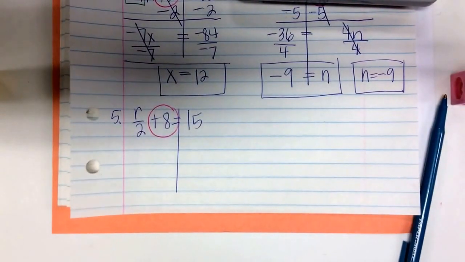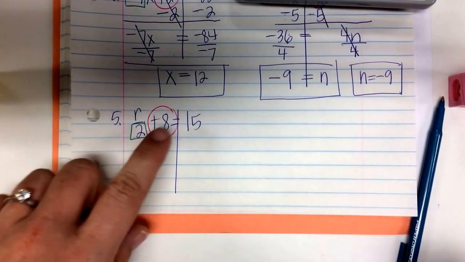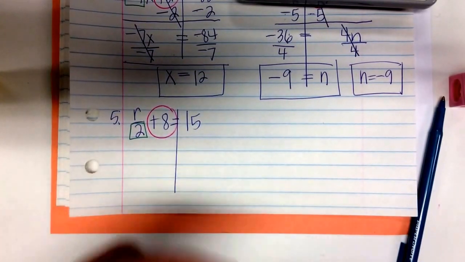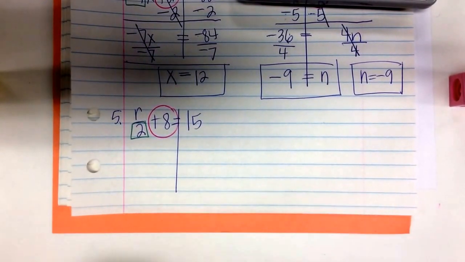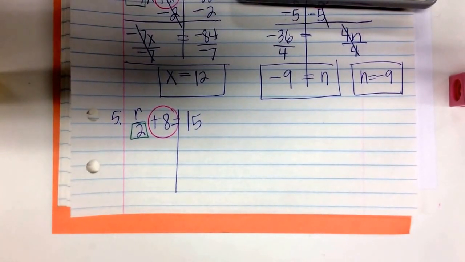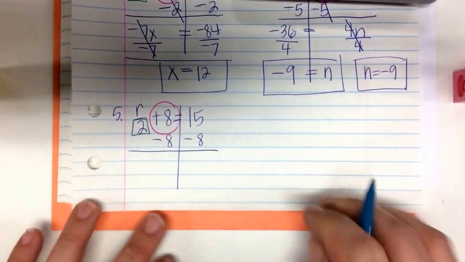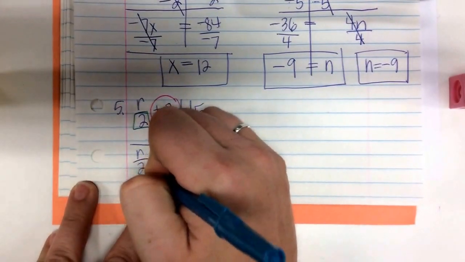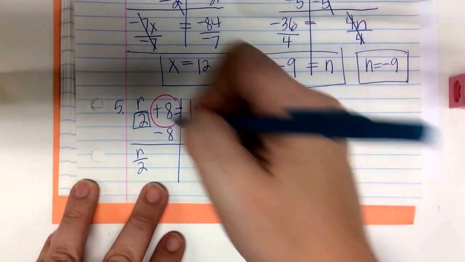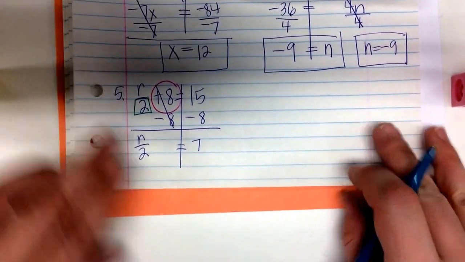Circle positive 8. Square around 2. Why do you circle 8? What's it called? 8 is the constant. Why do you put a square around 2? It's the coefficient. Keep going. Minus 8 on both sides. R over 2. 15 minus 8 is 7. Okay? Keep going.